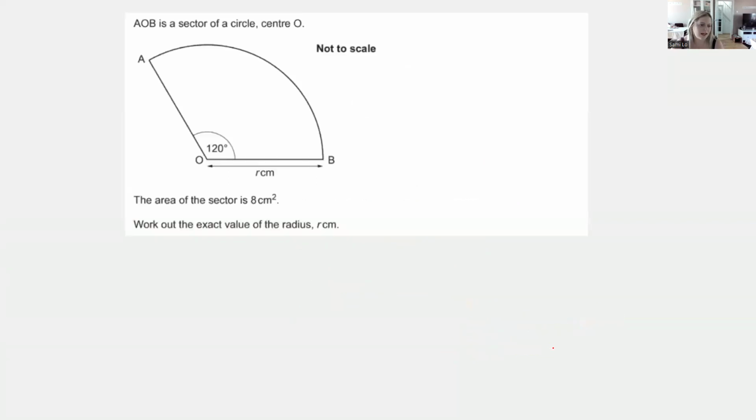Next question we've got here is looking at the area of a sector. Again, pause this question if you need to, but I'm going to start straight away. The area of the sector is 8 centimetres squared. Now, let's think about the formula. The formula would be angle over 360 times pi r squared, because that's the area of the circle that we like to use. And I'm going to fill in what we know.